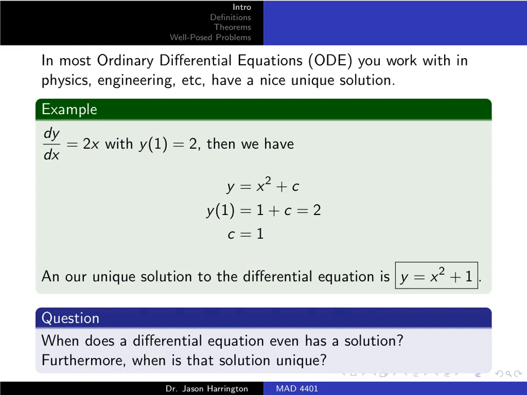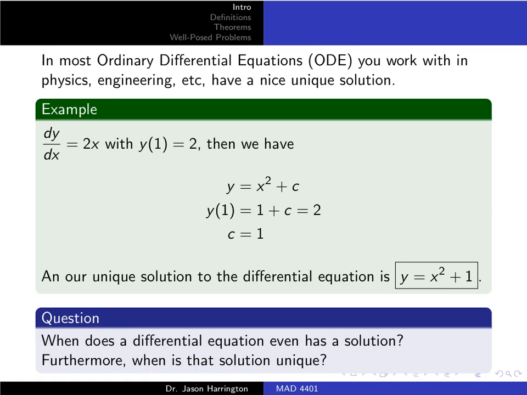So let's talk about an example. Now in most ordinary differential equations that you work with in physics, engineering, and real applications, you have a nice, unique solution. So let's do a very basic, simple one from Calc 1. The derivative of y with respect to x is equal to 2x, and I'm going to have this initial condition of y(1) = 2. When you put in 1, you should get 2. Again, this is a nice and easy Calc 1 problem. You just integrate both sides with respect to x, and you get y equals x squared plus c. You put in the initial value to figure out the precise value of c, and then you have a unique solution to the differential equation.